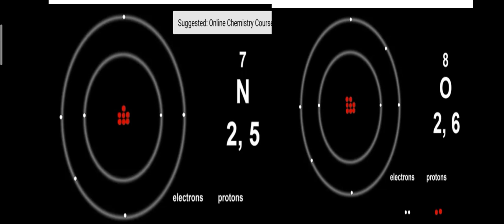Similarly oxygen. Oxygen has 8 protons, so 8 electrons are there. So first shell 2 electrons, second shell 6 electrons. 2 plus 6 is 8. So the electronic configuration is 2, 6. Atomic number is 8. In this way the electronic configuration is written.